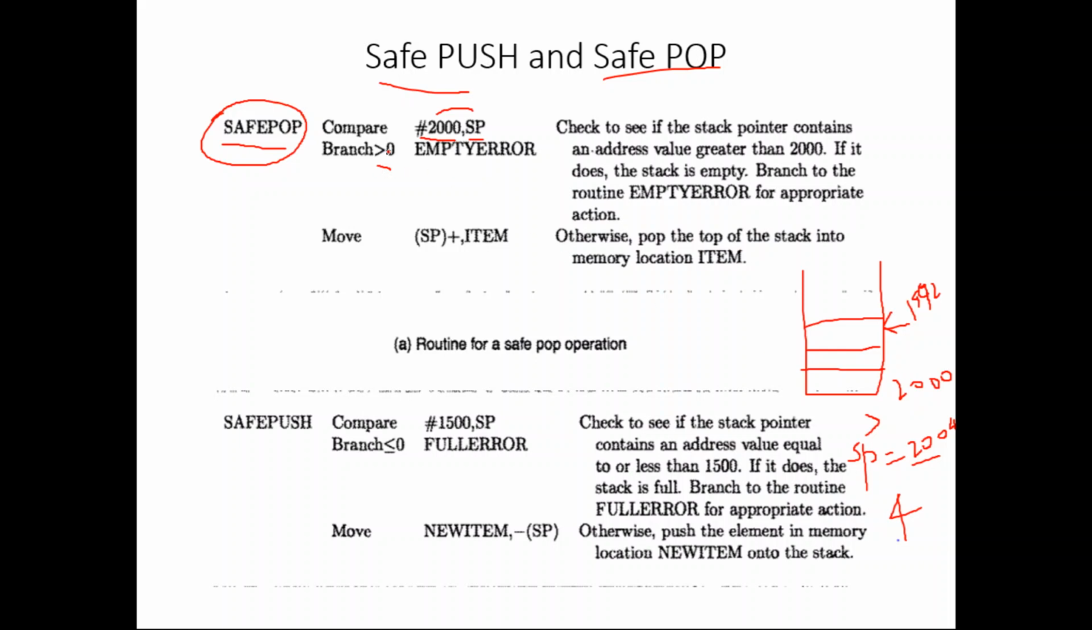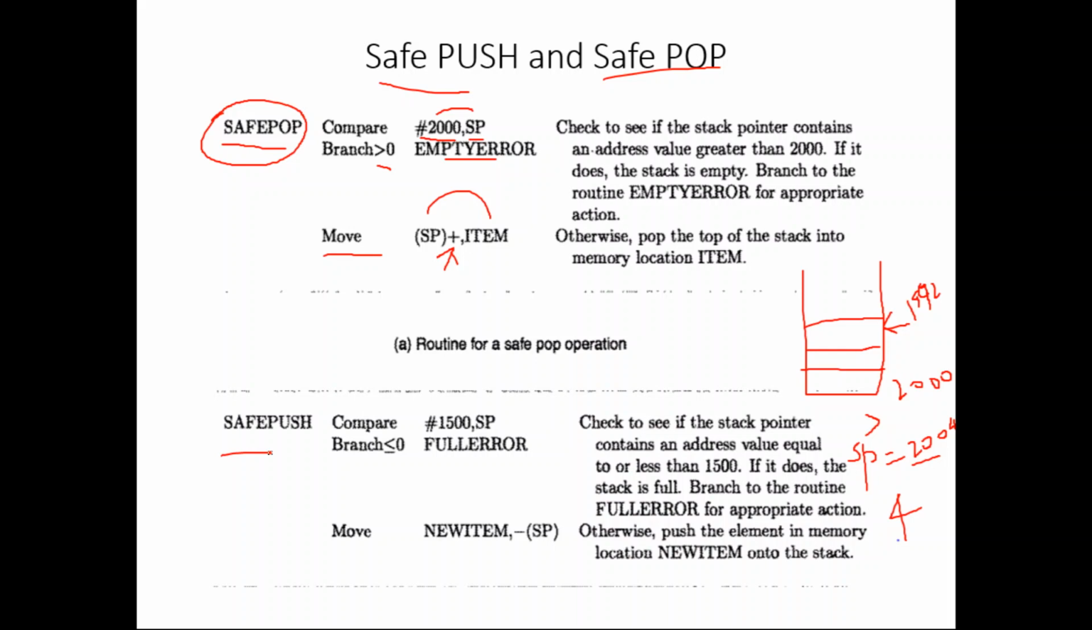Okay, so if the result is greater than 0, then the stack is already empty, right? Otherwise, if the result is either equal to 0 or less than 0, then it means that stack is not empty, so we can pop. So then write the instruction for pop. Move SP to item, whatever the content in the location pointed by SP, move that to item, and then increment the stack pointer, right? Okay, this is for pop and this is for push.